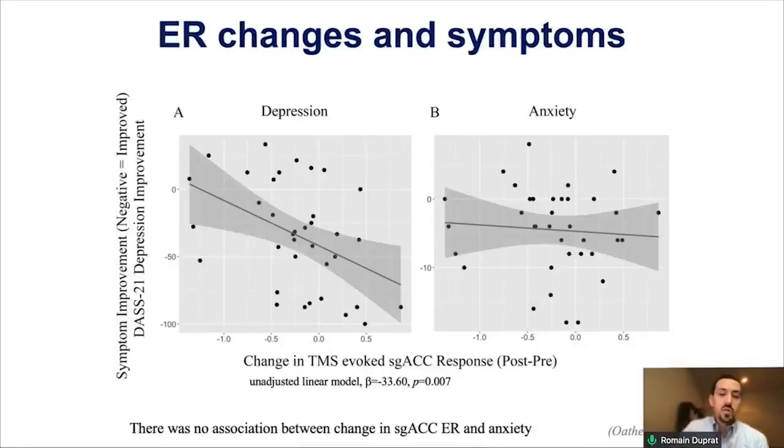Next slide. We were also interested in how the evoked response in the subgenual anterior cingulate cortex related to symptom change after only 3 days of iTBS. While we found no association with anxiety, we found an association with depression. Although the average subgenual evoked response became more negative following the intervention, the patients with the most depression improvement tended to exhibit a weakening or a positive change in their subgenual anterior cingulate cortex evoked response.